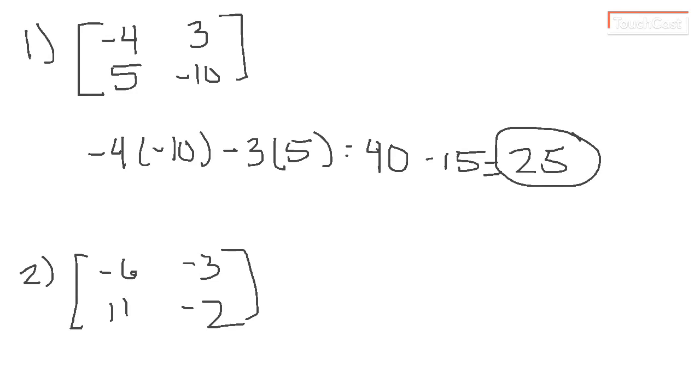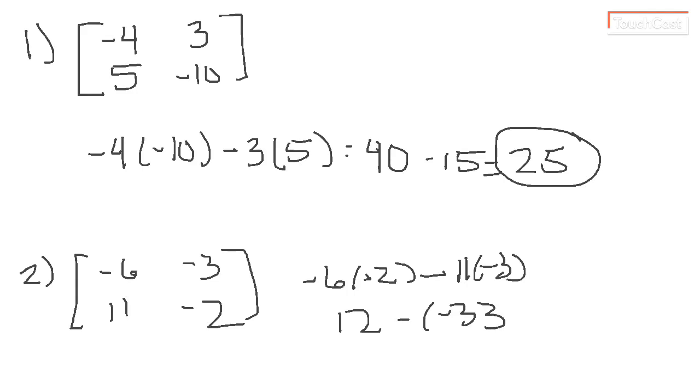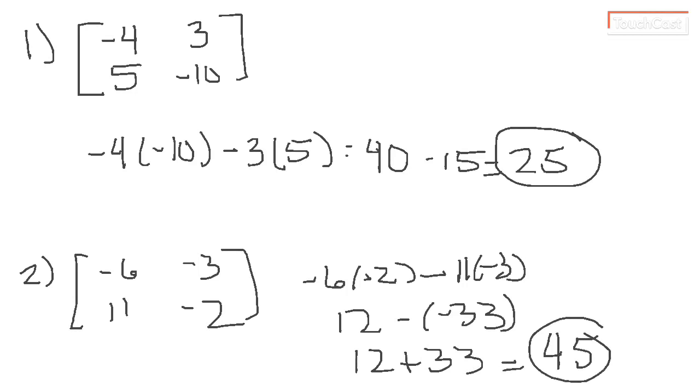Let's look at example 2. We take negative 6 times negative 2 minus 11 times negative 3. Negative 6 times negative 2 is 12. Minus 11 times negative 3 is negative 33, which means we're going to go 12 plus 33, in which case the determinant of that matrix is 45.